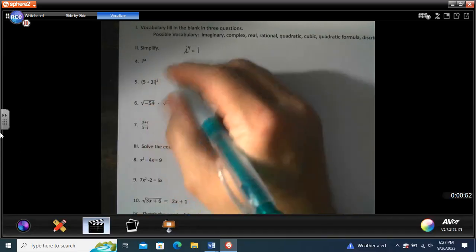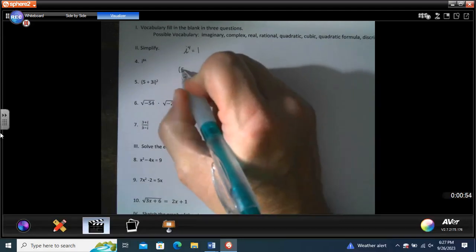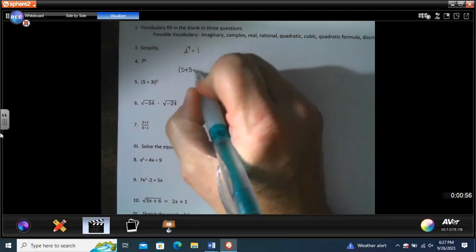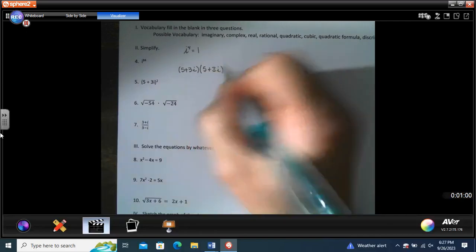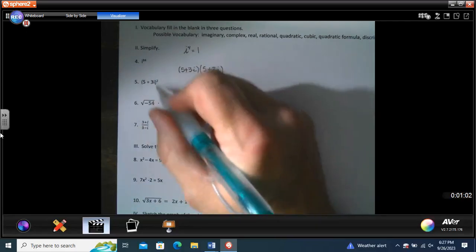5 plus 3i quantity squared means 5 plus 3i times the quantity 5 plus 3i. You cannot distribute that squared over a sum.